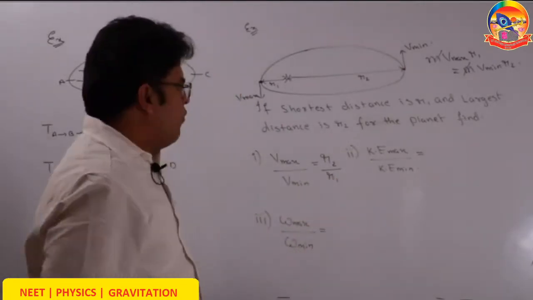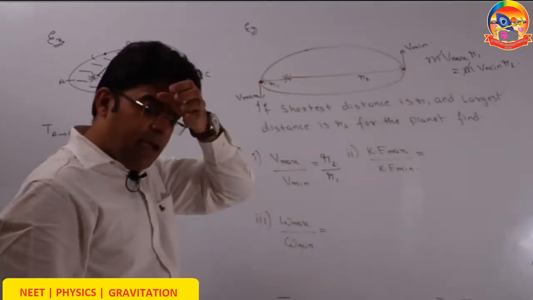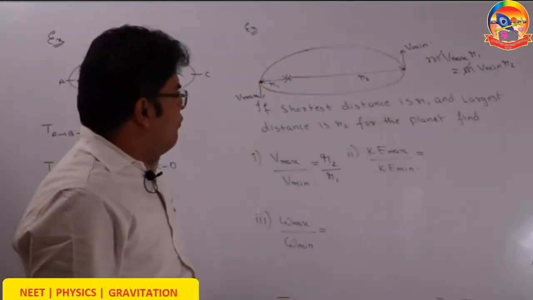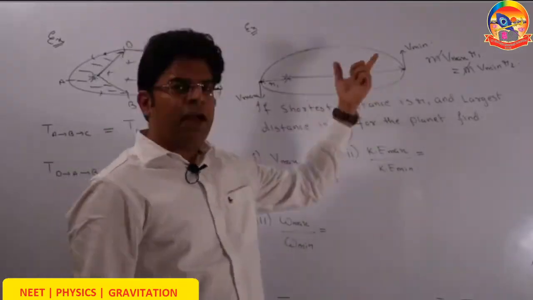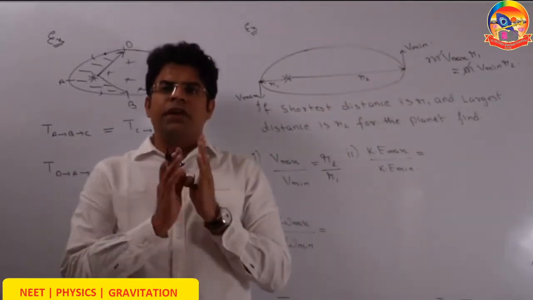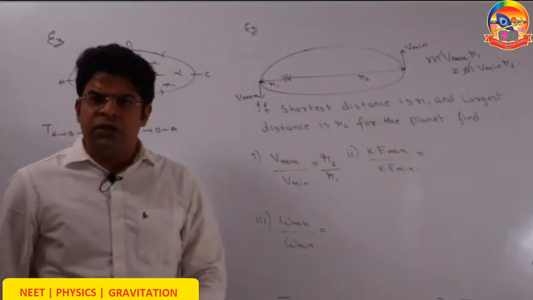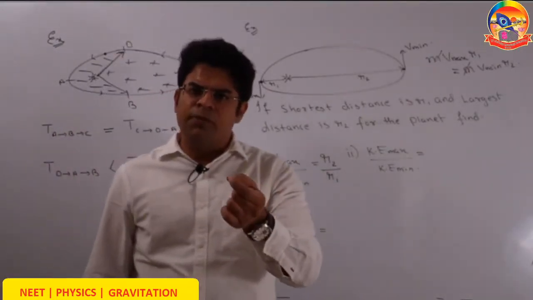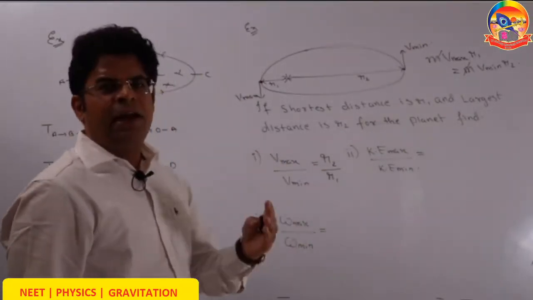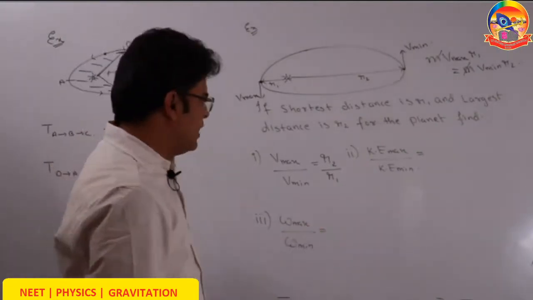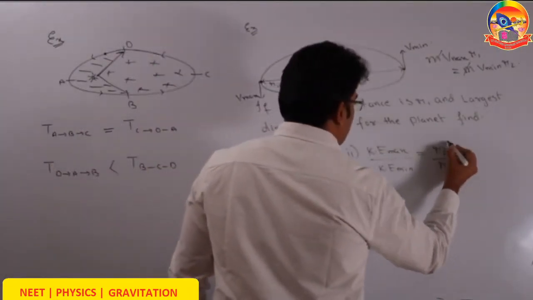Next question, what is the ratio of maximum kinetic energy of the planet to minimum kinetic energy of the planet? When the speed is maximum, kinetic energy is maximum. When the speed is minimum, kinetic energy is minimum. If the ratio of maximum to minimum speed is R2 to R1, then the ratio of maximum to minimum kinetic energy has to be the square of this. Why? Kinetic energy is proportional to speed squared. That's why the ratio of maximum to minimum kinetic energy is (R2 by R1) whole square.